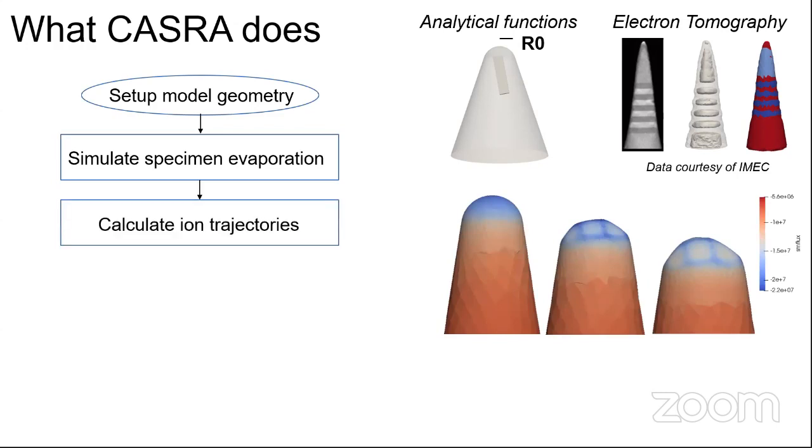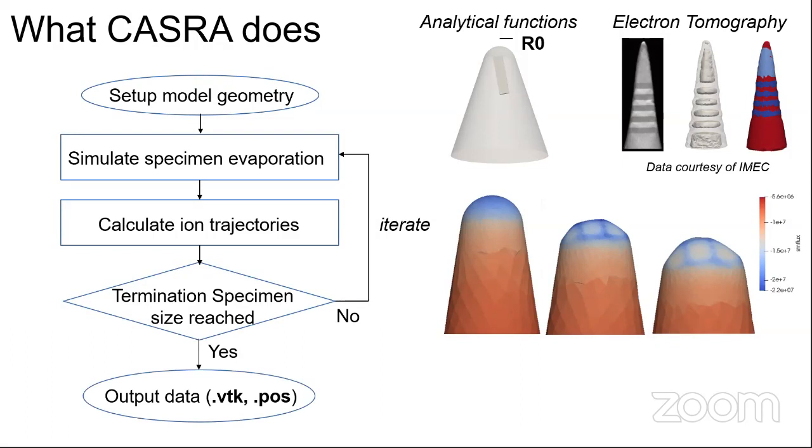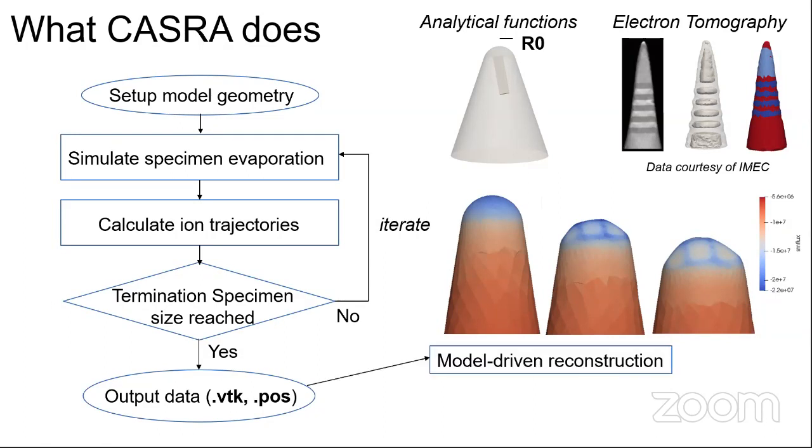And then following this, you can calculate the ion trajectories. Once a termination condition is reached, such as the size of the specimen, it will output data. If it hasn't been reached, it will iterate and continue evaporating the specimen. This output data is in the form of a VTK format, which is a standard computer graphics format, and POS files as well for the simulated reconstructed data.